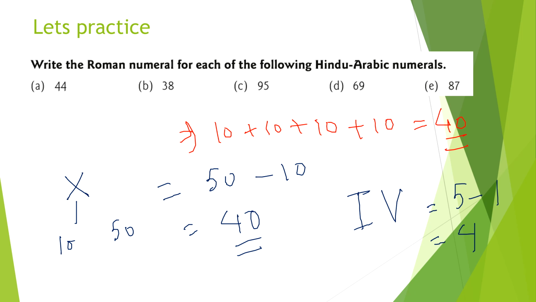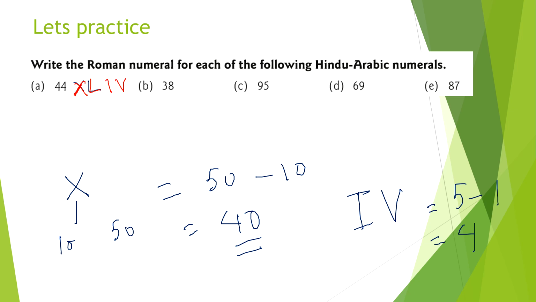Let's check out. So your number is for 40, we have to write XL. That's 40. Okay. Let me change the color. XL. This is 40 and this is 4. So you see it's 44. This is how you have to write.